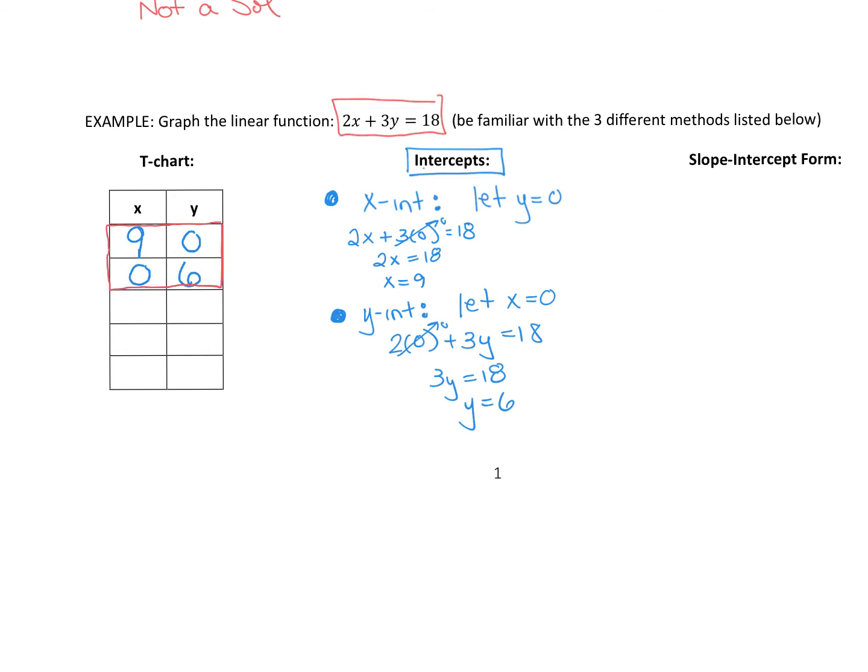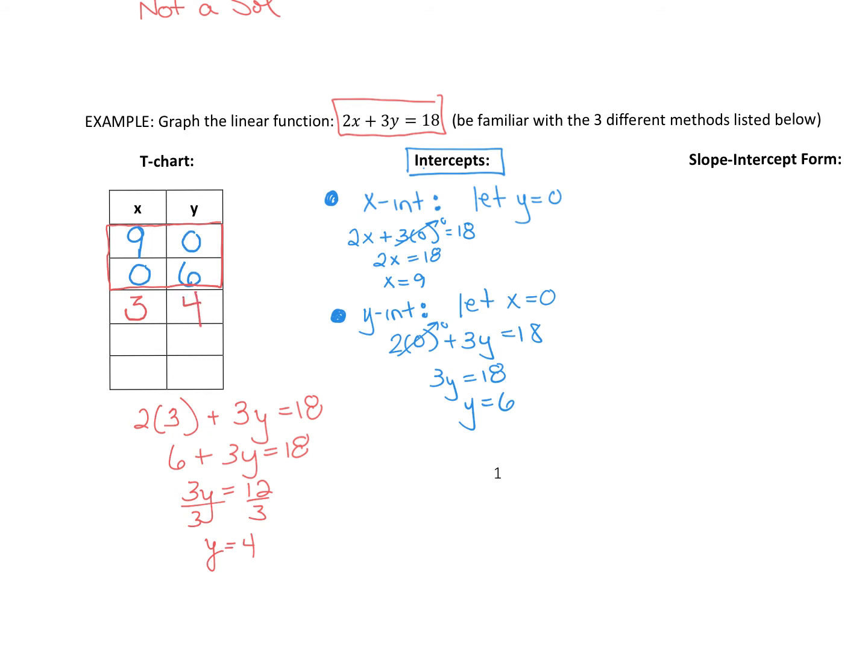But I'm going to find one more ordered pair, and I'm going to choose x equals 3. And that really is a choice. I can choose anything that I want, but I like to keep my numbers fairly small. So 2 times 3 plus 3y equals 18. 6 plus 3y equals 18. 3y equals 12, subtracting 6. And now dividing by 3, we get y is 4.